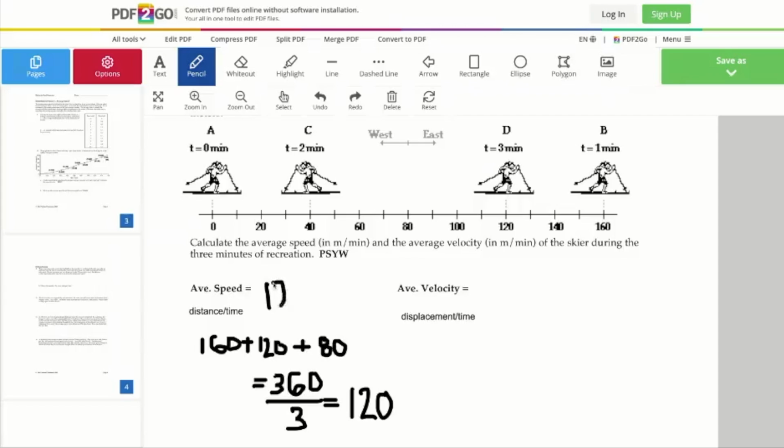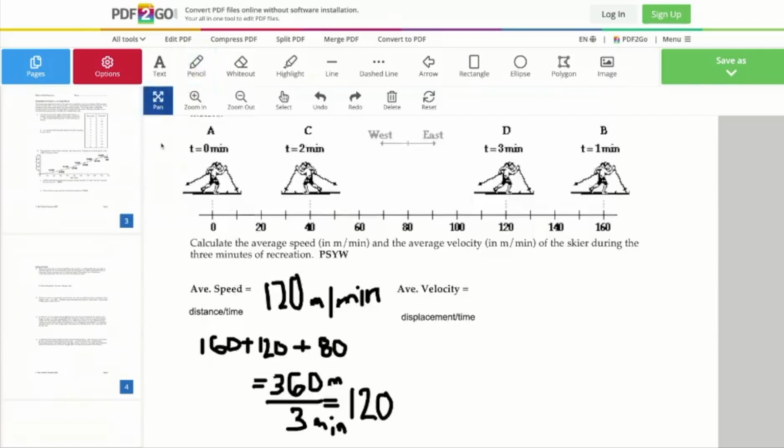Yeah, so our speed is our total distance over our total time. That's minutes and that's meters. Where are my units? So it's going to be 120 meters per minute. And I saw some varying answers for average velocities. So Vishnesh, you want to go over that real quick?